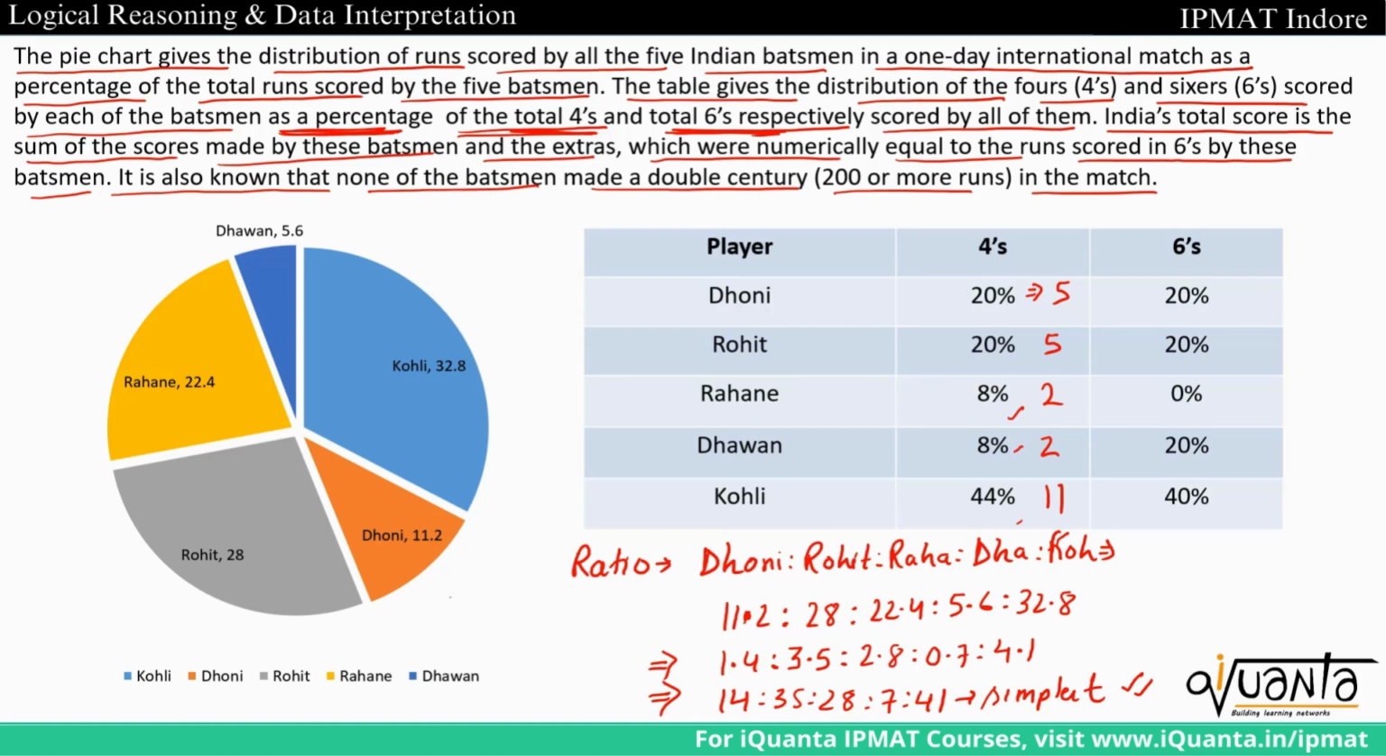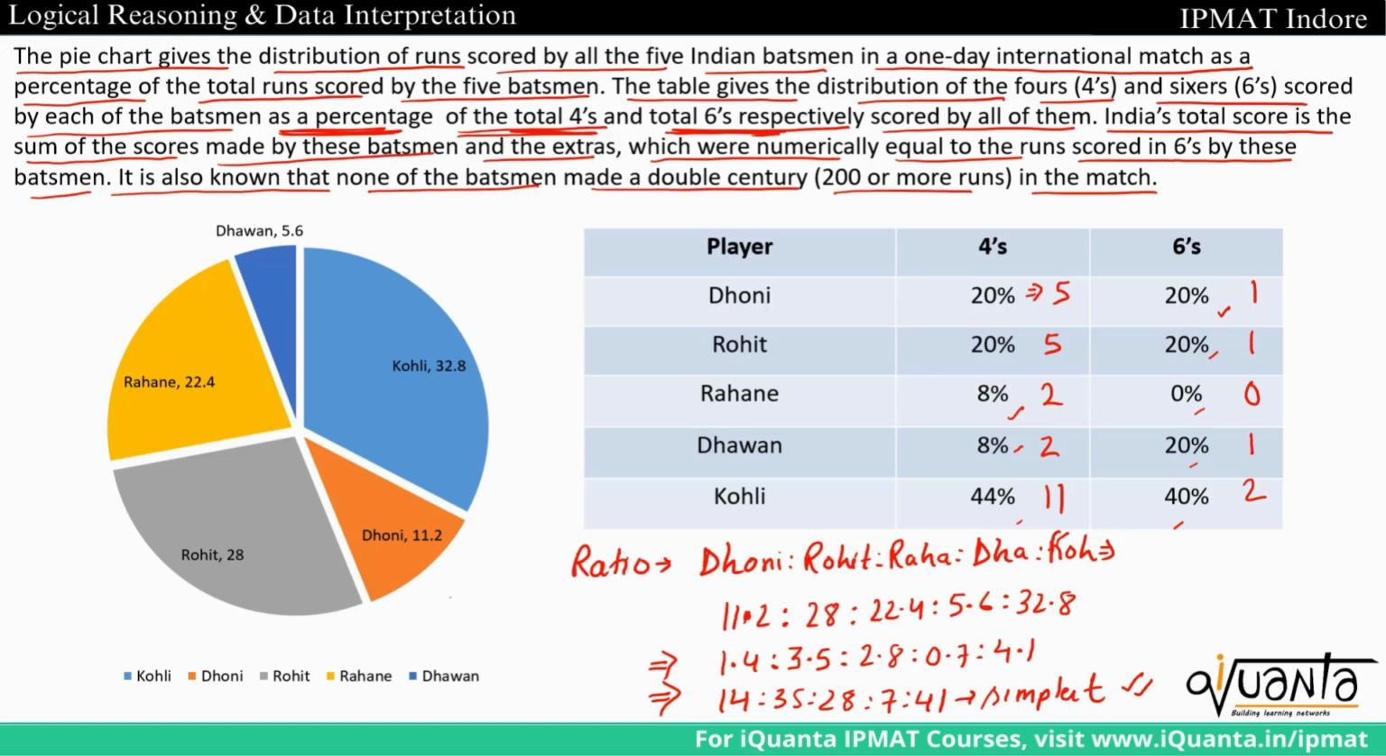Similarly, the ratio of 6s scored by them. See, we have 20, 20, 0, 20, 40. So all are divisible by 20. If we simplify the ratio, it becomes 1 ratio, 1 ratio, 0 ratio, 1 ratio, 2. So now we have the ratio of runs scored by them. We also have the ratio of number of fours scored by them and the ratio of number of sixes scored by them.